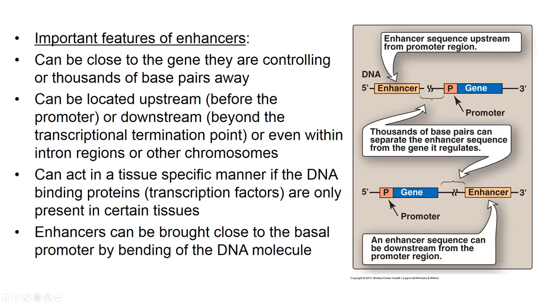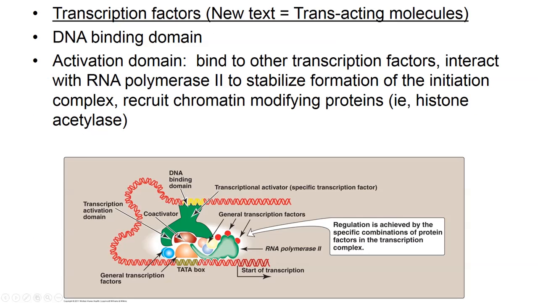They can act in a tissue-specific manner if these DNA-binding proteins are only produced in that tissue. And we'll see an example today. We're going to look at a gene that would only be expressed to any significant degree in hepatocytes in the liver. And once again, you can bring the DNA back close to that promoter region just by folding. And here's a really simple example of folding, but certainly you can have DNA from way far away fold back and influence the beginning of transcription.